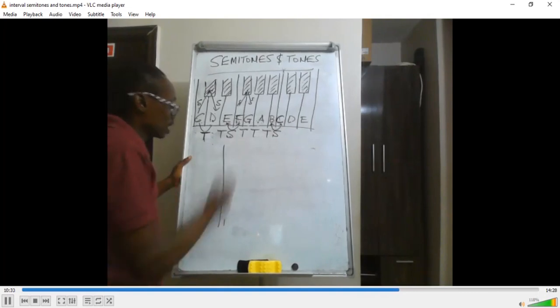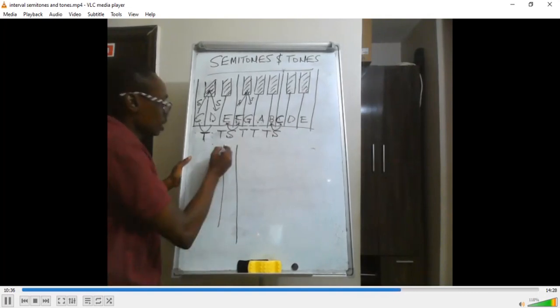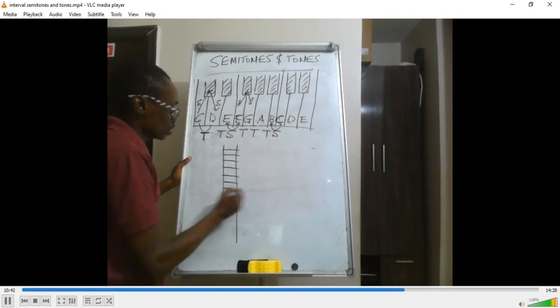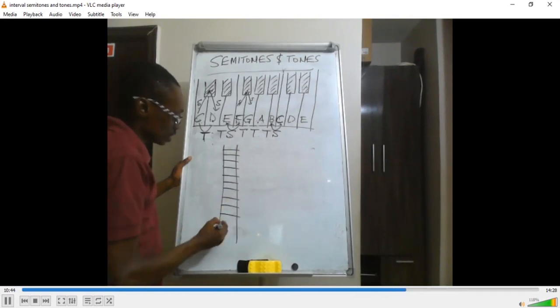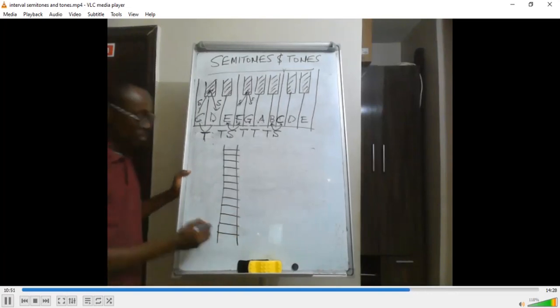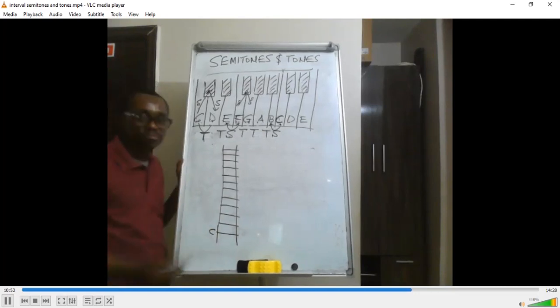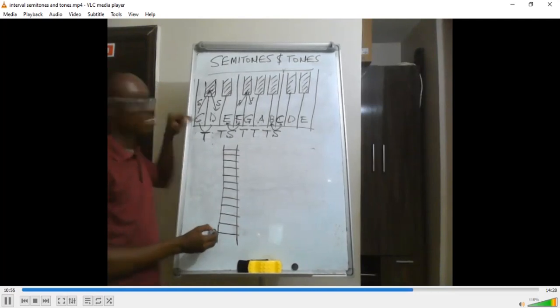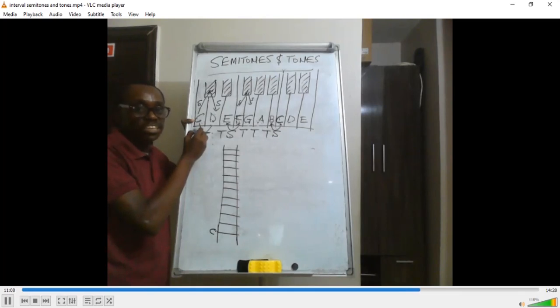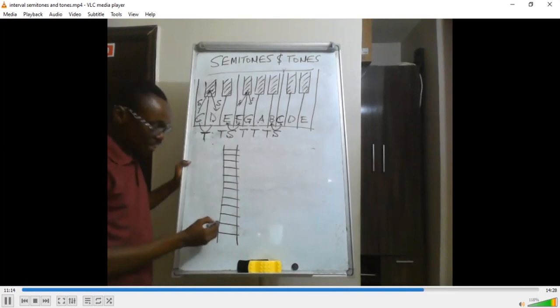So this is my ladder here. These are the rocks. 2, 3, 4, 5, 6, 7, 8, 9, 10, 11, 12. So this is C. This is C. This is C. So if I want to move from C to D, the distance from C to D is what? Is a tone, which is actually how many semitones? Two semitones. So that means from here to here is one semitone.